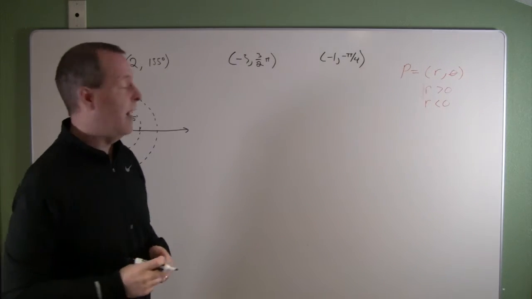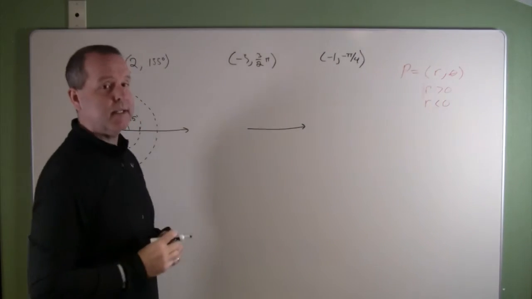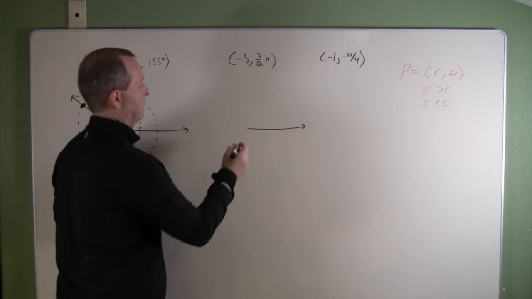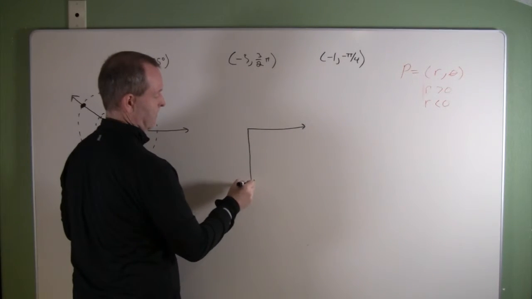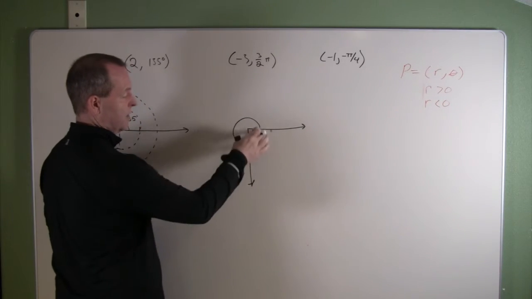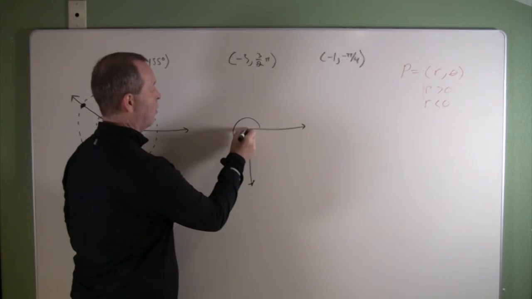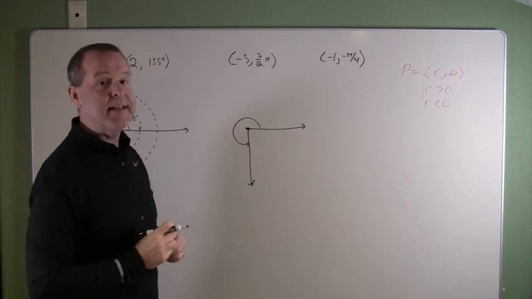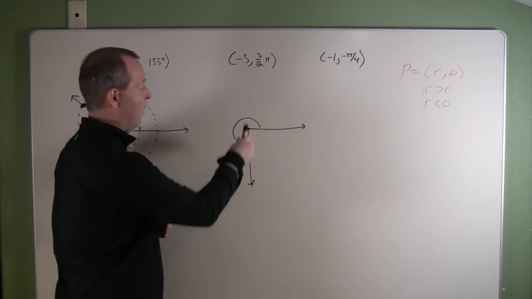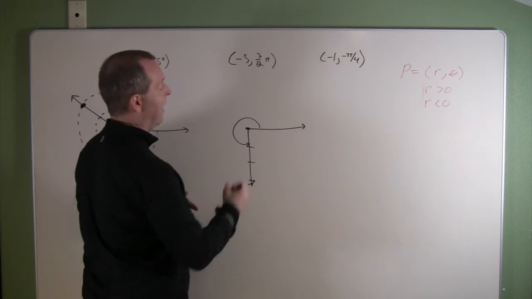(-3, 3π/2). Here's my polar axis. Do you remember where the angle 3π/2 is? 3π/2 is all the way around to there. So there's my theta. So now I have my terminal side pointed in the correct direction. Here's my origin. And then I have -3 units. So remember, when our radius is -3, rather than going in the direction of the terminal side, I'm going to go opposite that.